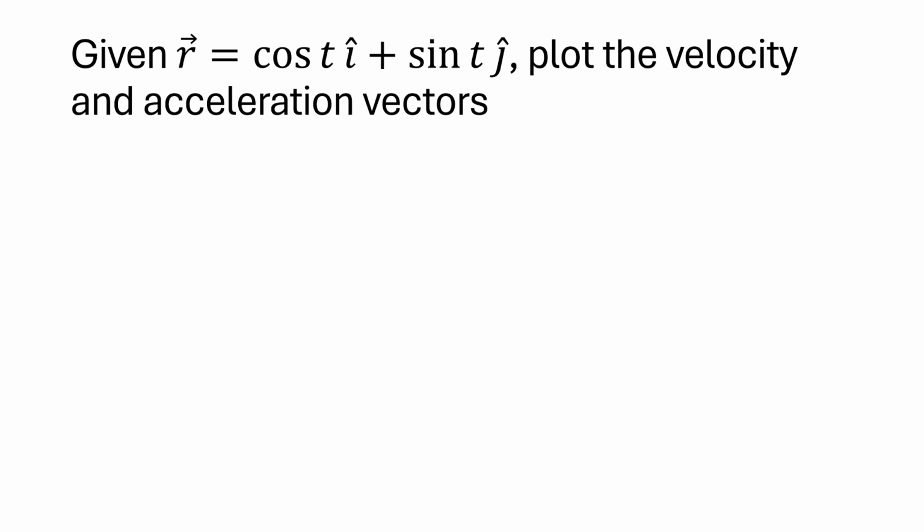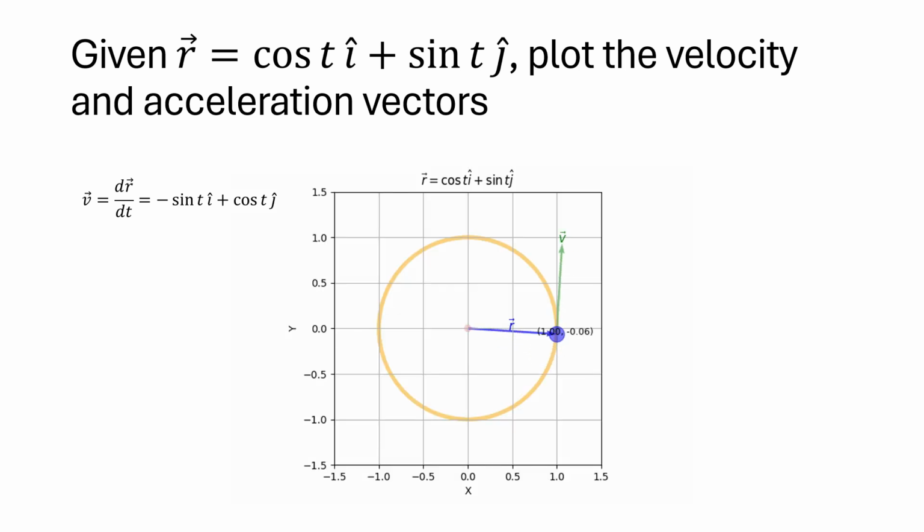Now we can differentiate the position vector r with respect to t to get the velocity vector, which is equal to minus sine of t i hat plus cosine of t j hat. And this is how we can visualize both the position and velocity vectors. And we do so by updating the code from the previous slide and plotting the velocity vector and the corresponding annotation. From this visualization, we can see two things.